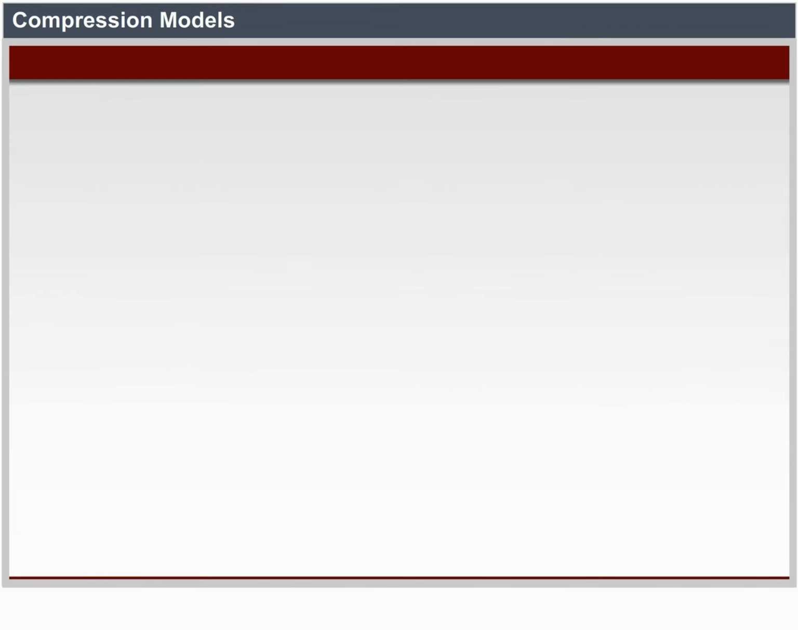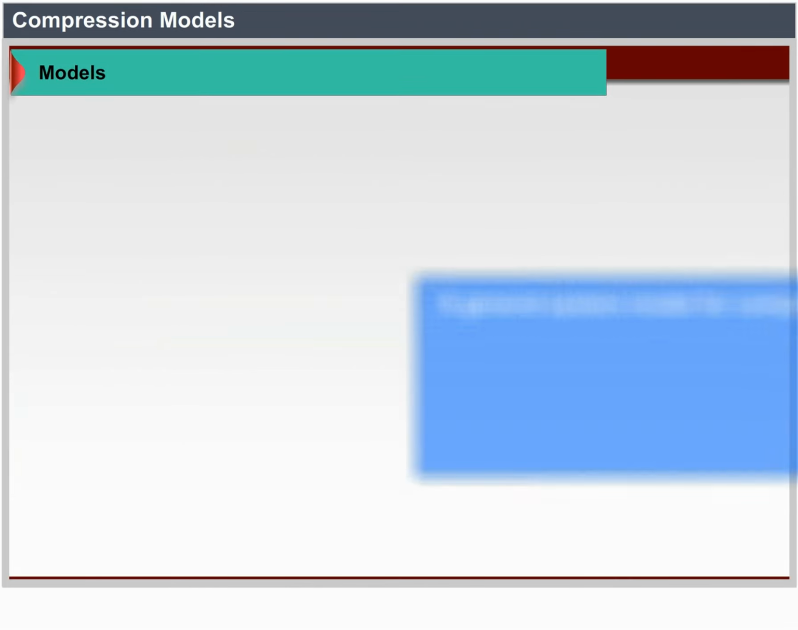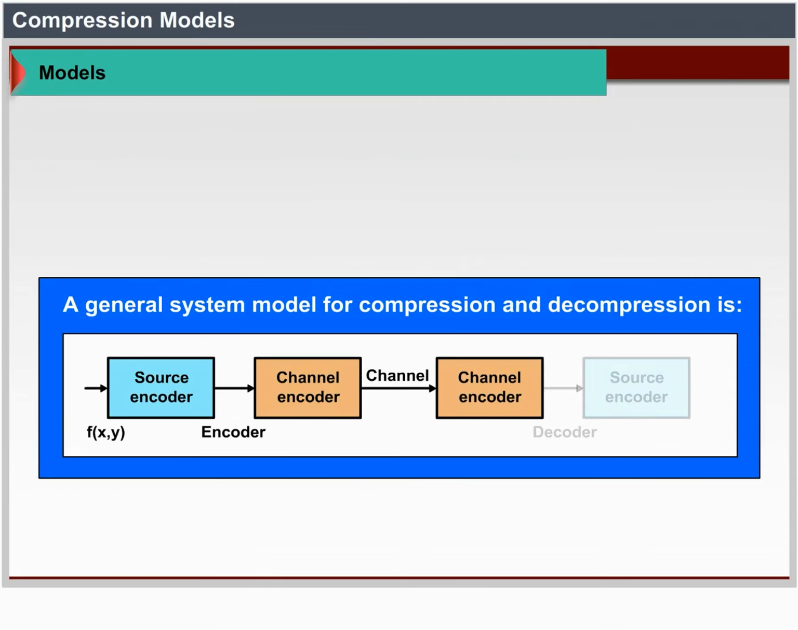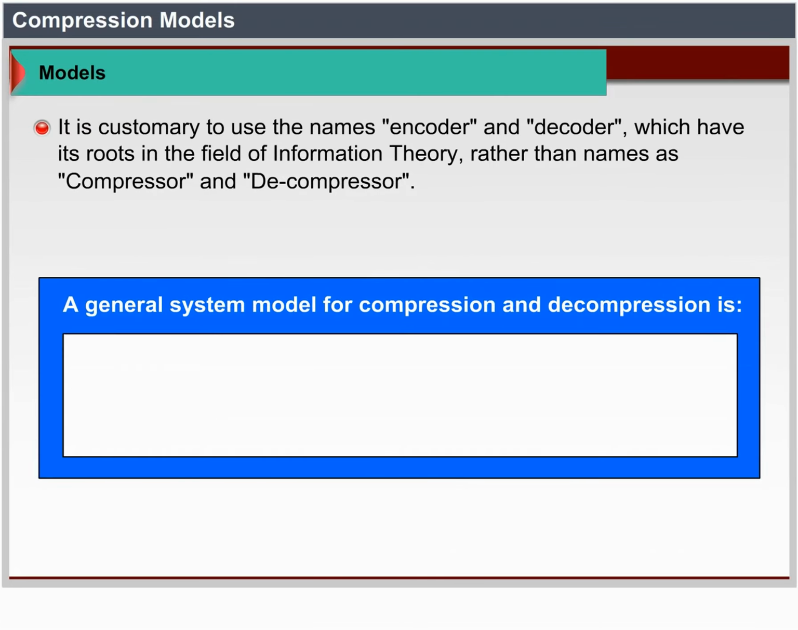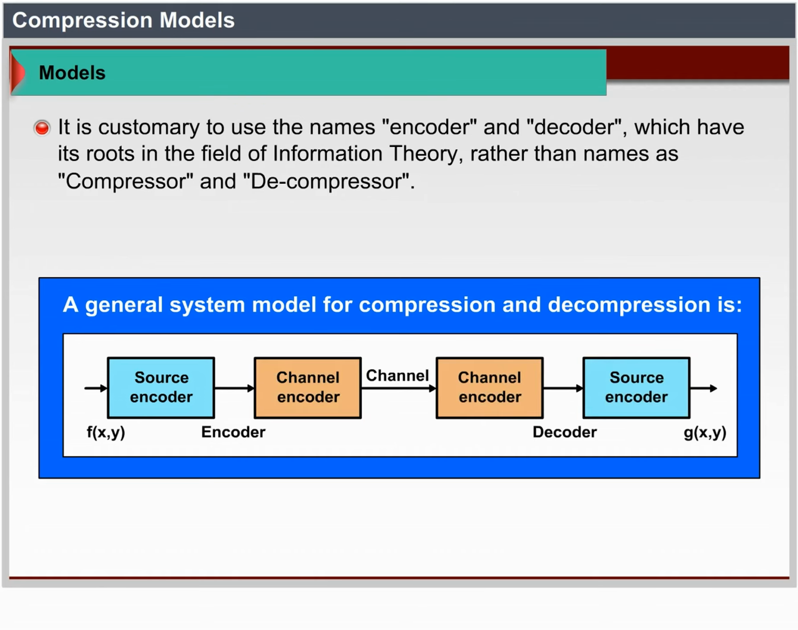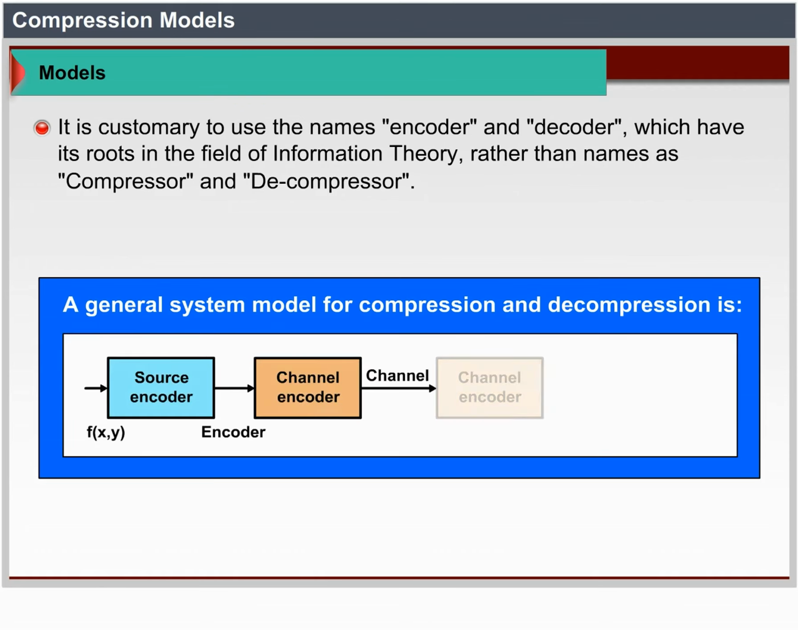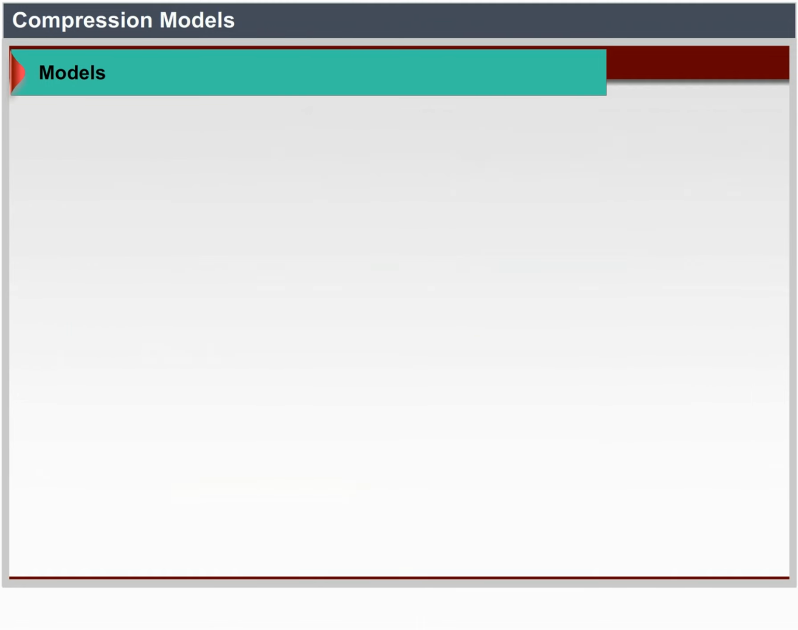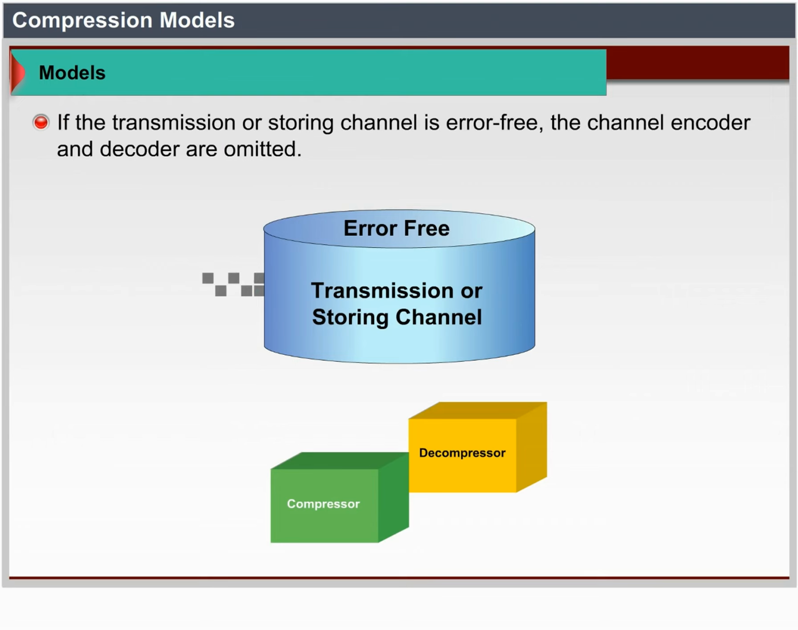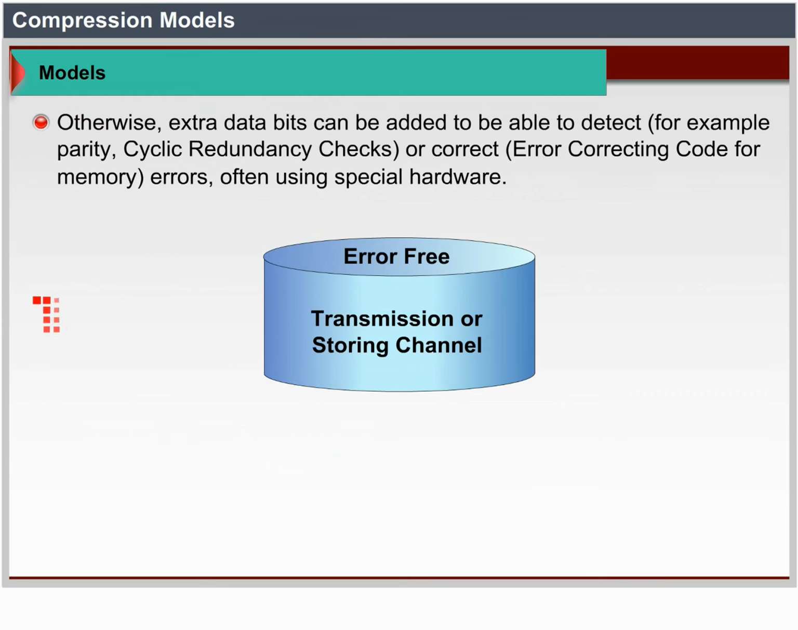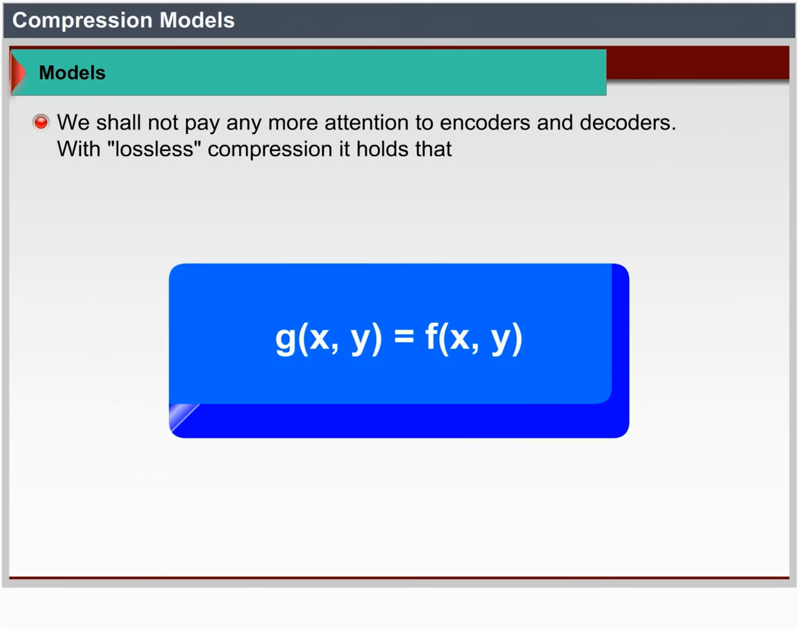Compression models. A general system model for compression and decompression is shown. It is customary to use the names encoder and decoder, which have their roots in the field of information theory, rather than the names compressor and decompressor. If the transmission or storing channel is error-free, the channel encoder and decoder are omitted. Otherwise, extra data bits can be added to be able to detect, for example parity or cyclic redundancy checks, or correct, error-correcting code for memory errors, often using special hardware. We shall not pay any more attention to encoders and decoders.